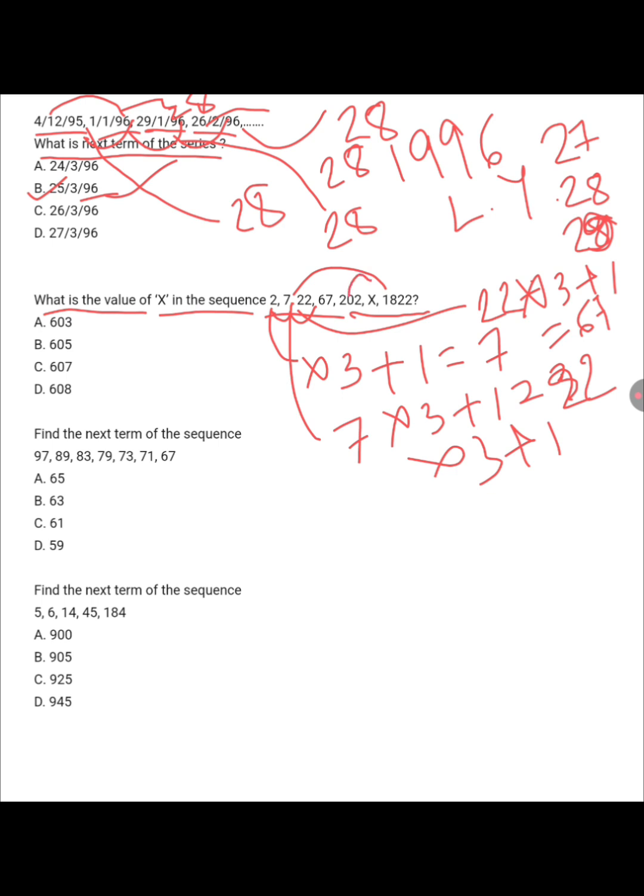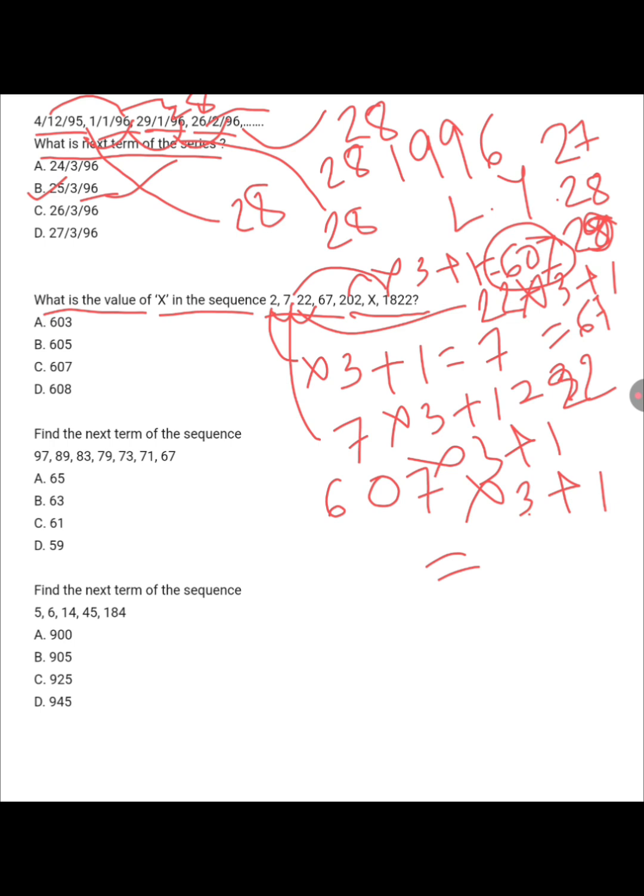So the next term will be 202 into 3 plus 1. 202 into 3 means 606, and plus 1 is 607. And 607 into 3 plus 1 is 1822. Yes, it is obviously 1822. So the next term after 202 will be 607.